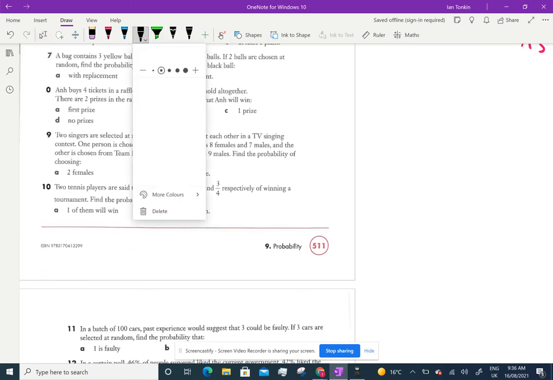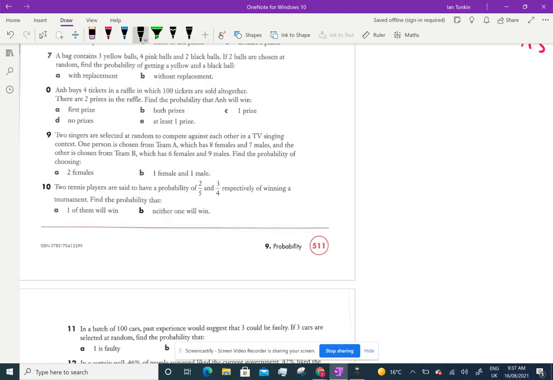That's a nice easy one. Or one that you might find hard. Two tennis players are said to have a probability of 2 on 5 and 3 on 4 respectively of winning. Find the probability. So we'll have tennis player 1. Now he can either win or he can lose. And tennis player 2, I said he, could be a female, they can either win or they can lose.